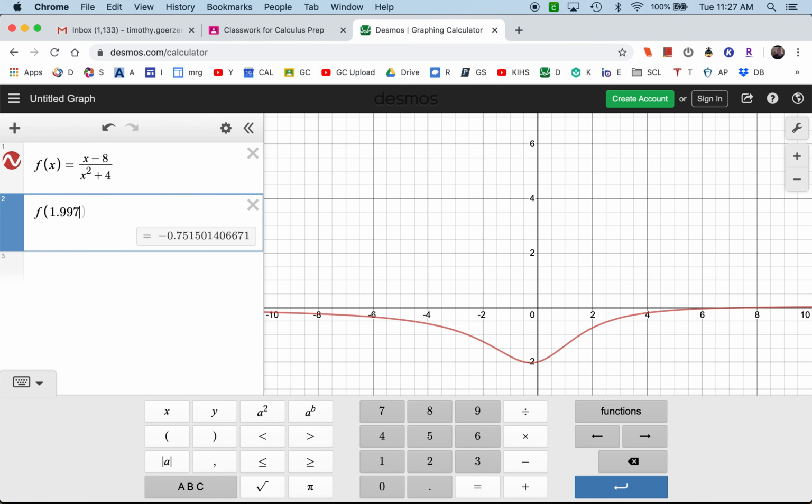So next is 1.998. So it's negative 0.751. 1.999, as we're getting closer to 2, that's negative 0.751. Now how about the other side? So it's 2.001. So as I fill that in, that's negative 0.750. 2.002, that's negative 0.749, and then 3. And then we'll just look to see what did we discover with this table of values.